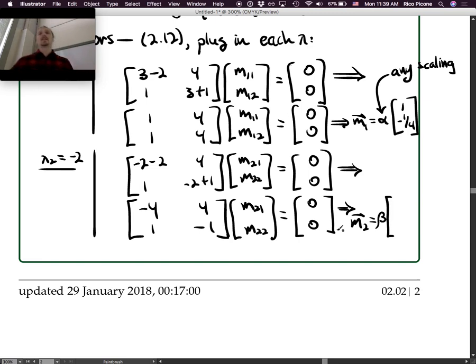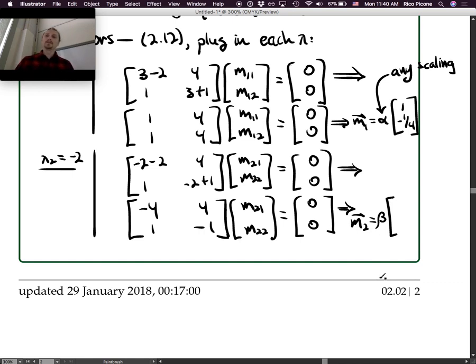Yeah, I mean, you could choose them to be the same, but in general, they could be different. So it's good to choose a different scaling factor. This is just there to remind us. A lot of times people will just say m1 equals 1 and then negative 1/4, and then it's just known that it also equals any scaling of that.